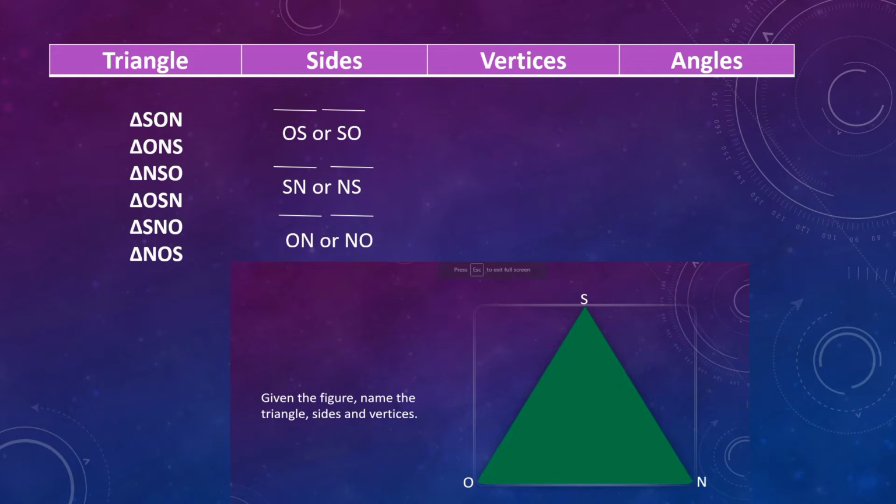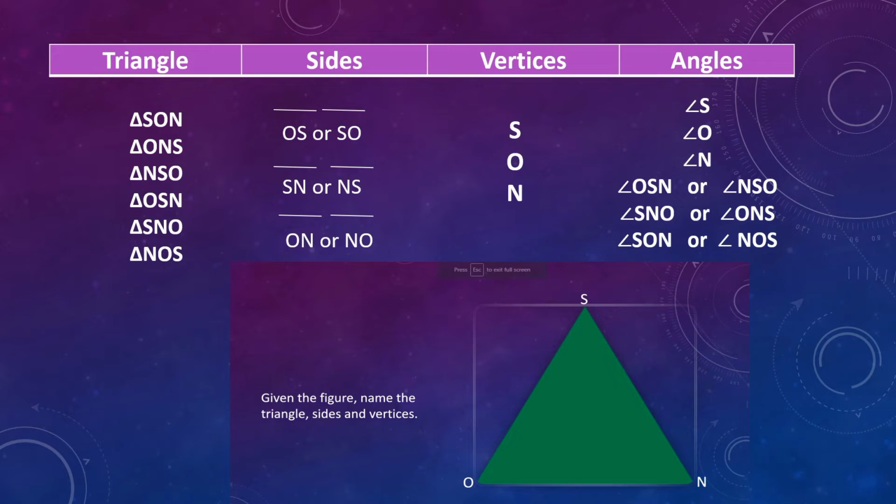side or line segment OS or SO, line segment SN or NS, line segment ON or NO. The vertices are S, O, and N. The angles are angle S, O, and N, or we can name the angle by using the three letters.